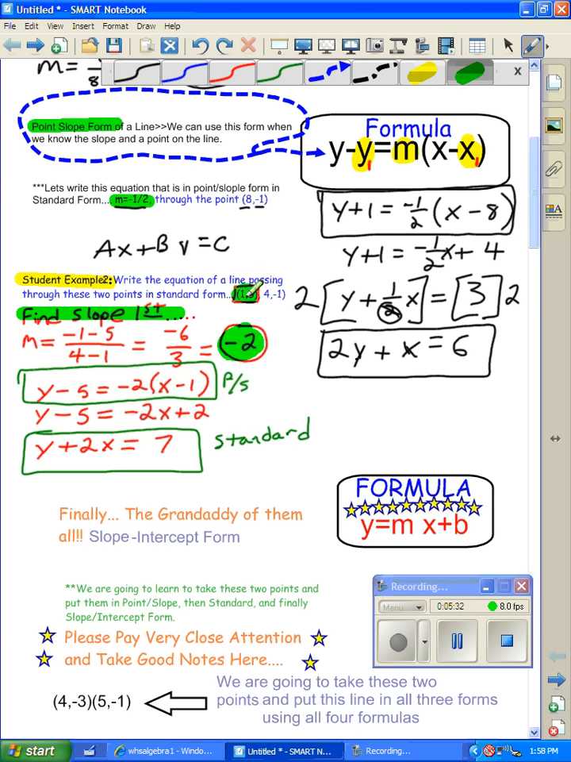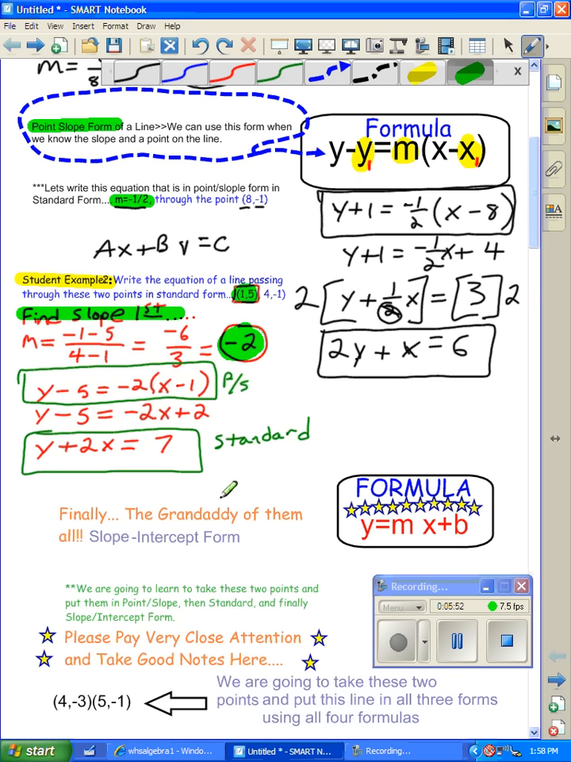Then I did the exact same thing that we did in our first example right here. I took my slope -2, my point 1, 5, plugged it in, boom, there's my point slope. Then I distributed the 2, moved the x over, moved the constant over, and now all of a sudden you got it in standard form, guys. It's a pretty neat little deal.